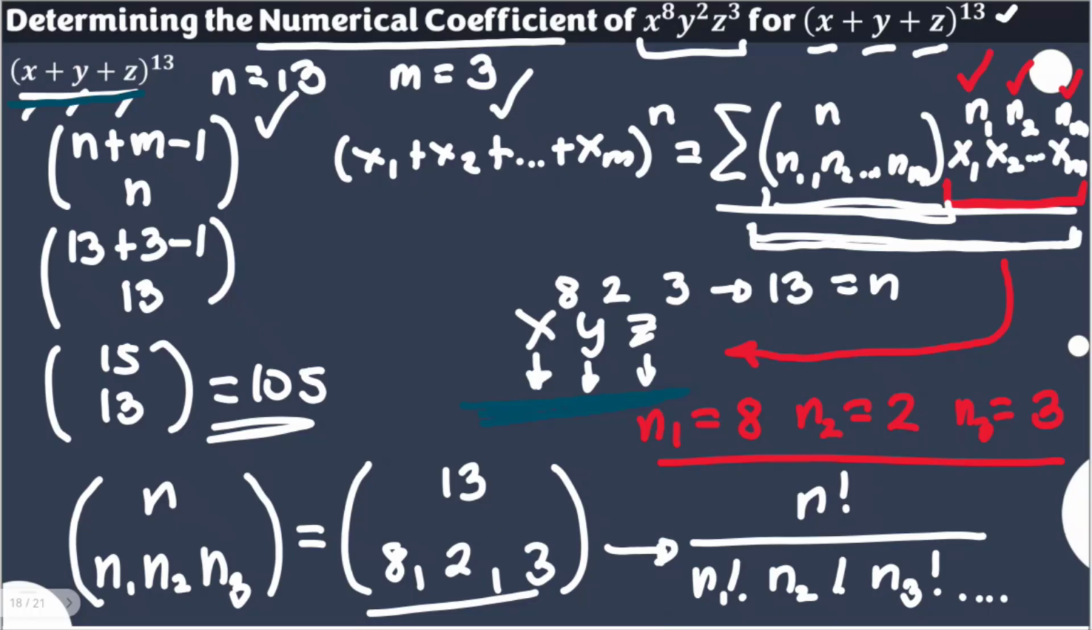We are not expanding the multinomial, but we're just automatically getting the numerical coefficient, because if we did so, we would have 105 terms, very many terms to write.